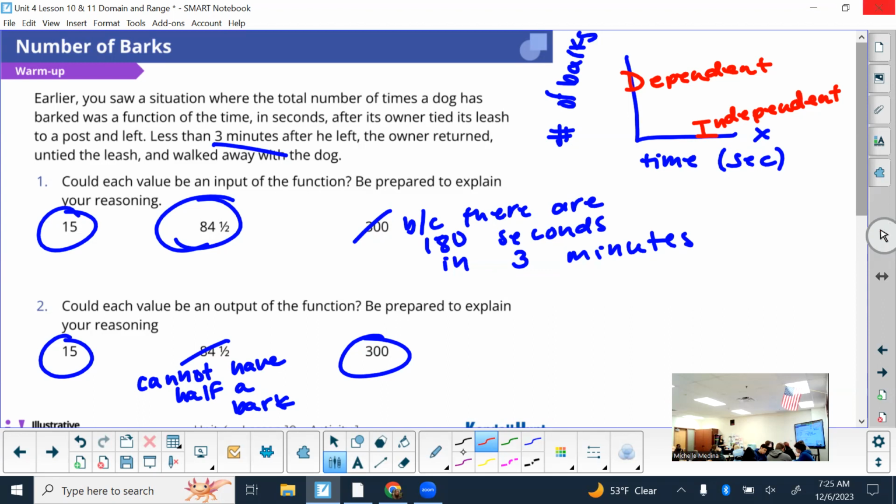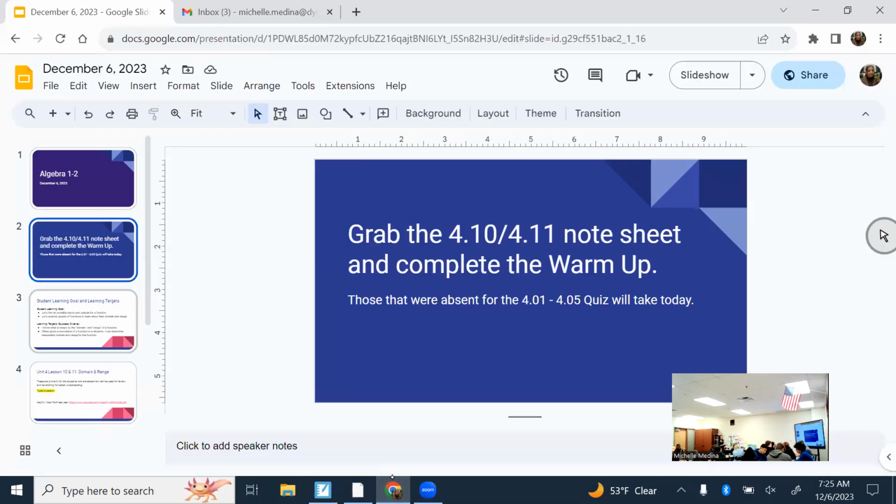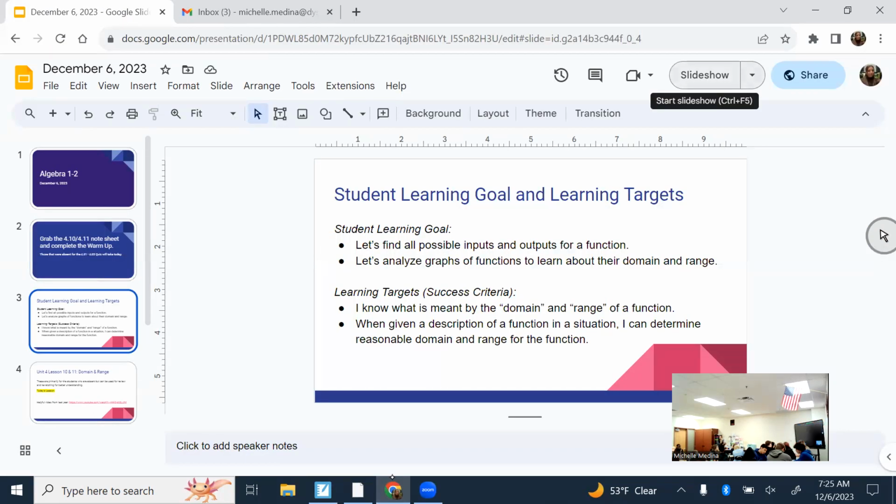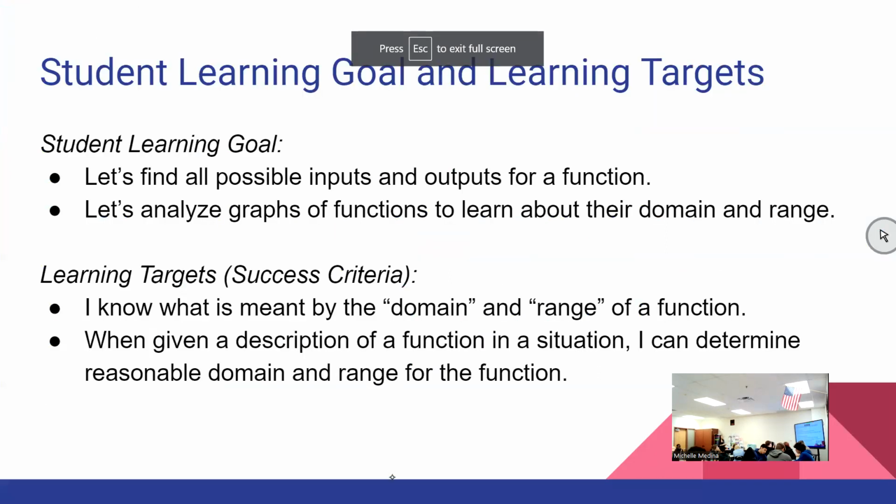Here's the goal for today. We are doing a combo lesson. 10 and 11 are both about domain and range. So I want us to have more time to review for the test. That's why we're combining it. And the goal is to find all possible inputs and outputs for a function and analyze graphs to learn about their domain and range. So you got to know what is meant by domain and range, and I'm going to explain that in a second. And then when given a description of a function in a situation, you can determine a reasonable domain and range for the function.